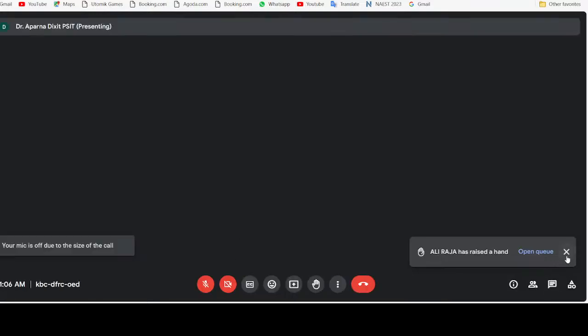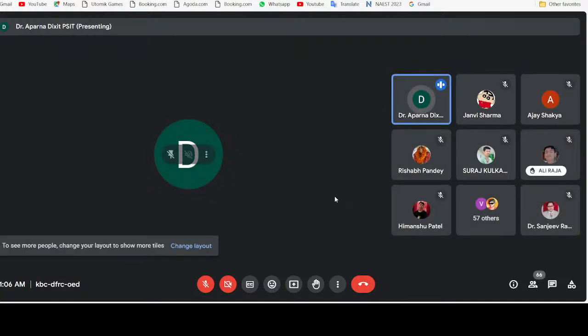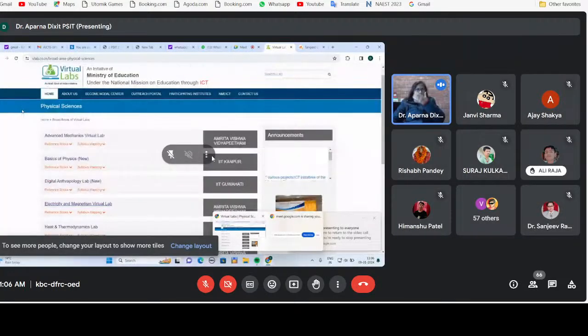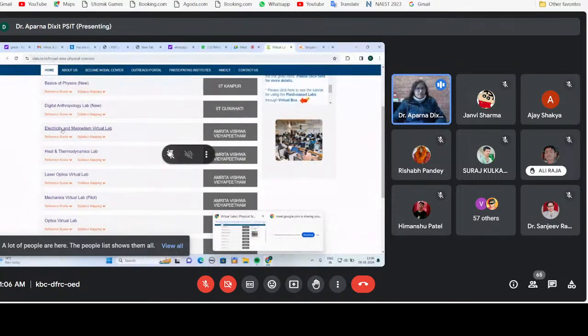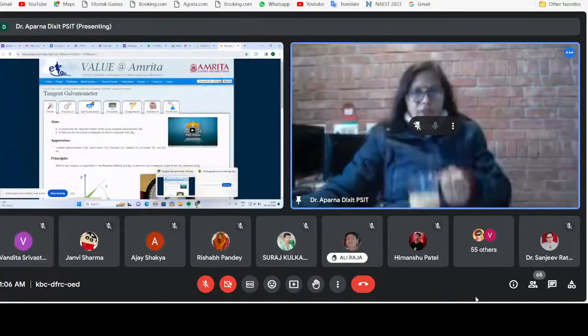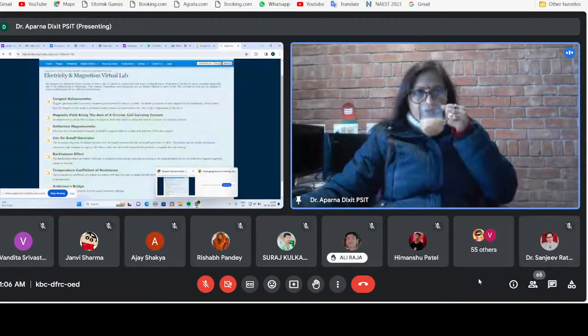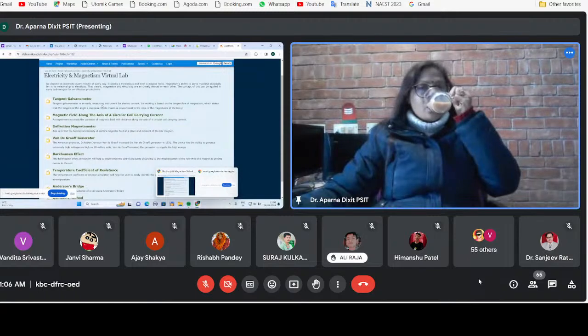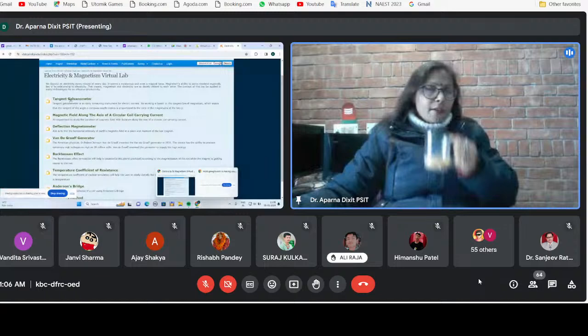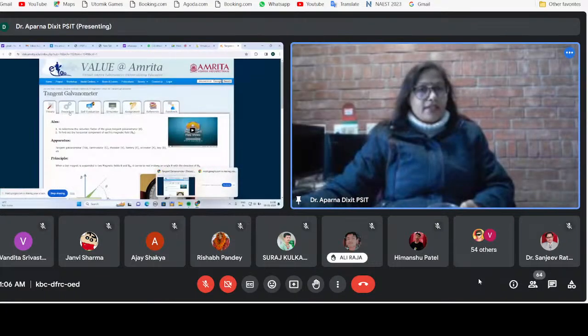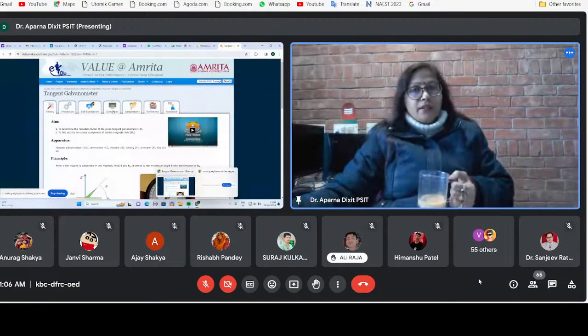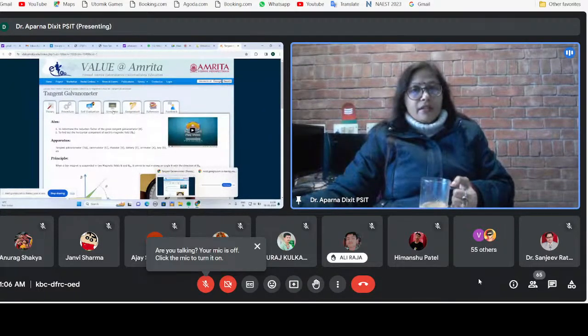So again we will go through vlab.co.in, and then we will go to the physical sciences, and then click on the electricity and magnetism virtual lab of Amrita Vishwa Vidyapeeth. Then click on tangent galvanometer. First experiment, tangent galvanometer. When you click on tangent galvanometer, you can see theory, procedures, self-evaluation, simulator, assignment, reference, feedback, and so on. Fine.